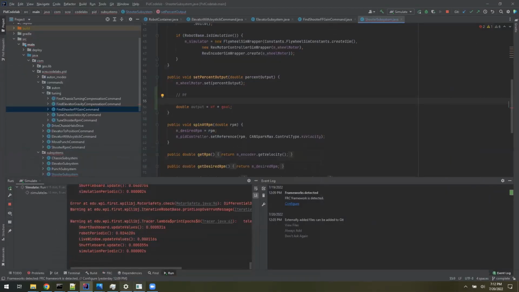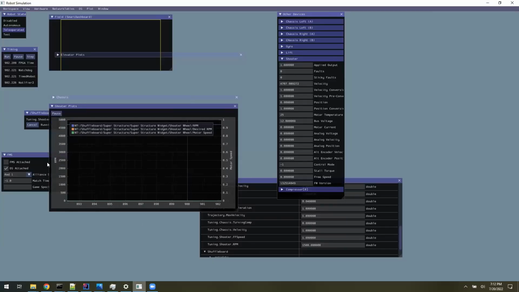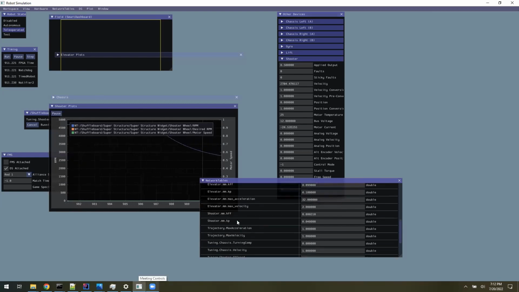Now, if you wanted to be fancy, you could also do this for different values. So rather than bumping out at full speed, let's do half speed, see what it settles out to. In the meantime, I'm going to update my shooter's KFF.